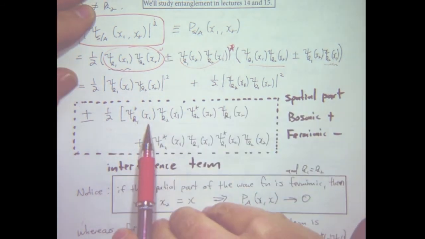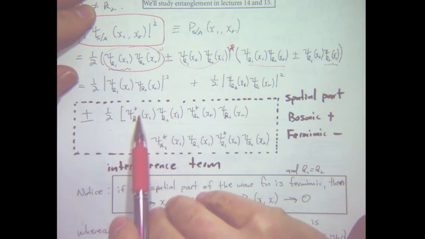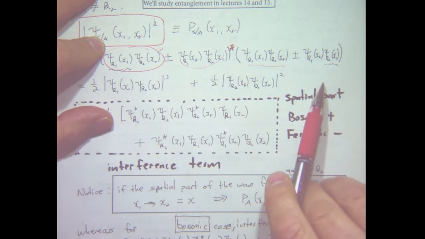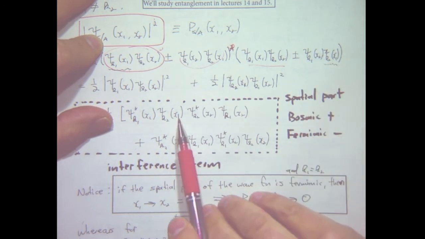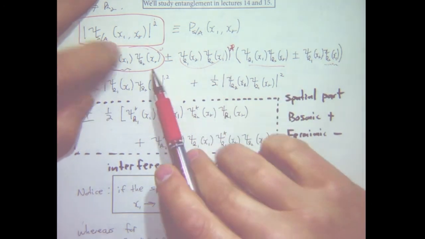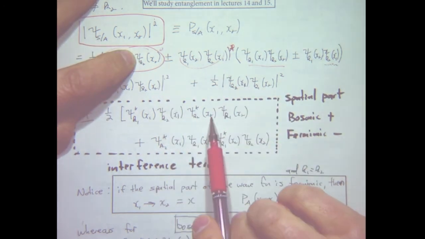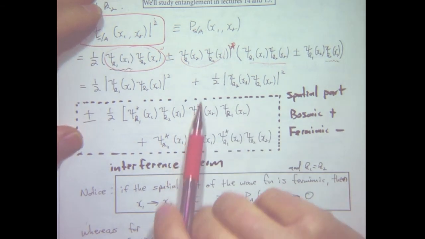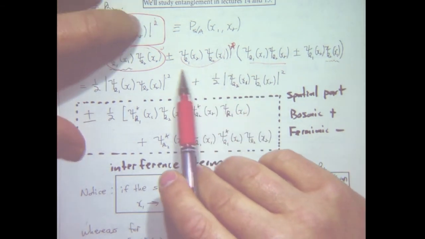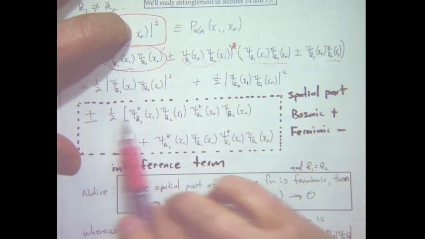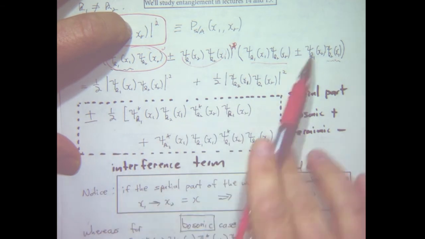Now let me just write, okay, so that's just psi k1 star of x1 times psi k2 of x1, psi k2 star of x2 times psi k1 of x2. That's that. And now, there's a plus or minus that comes out the front, that comes from here.